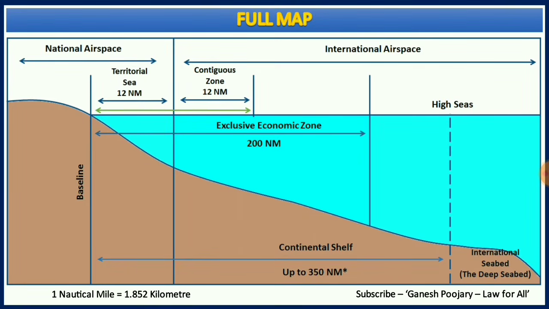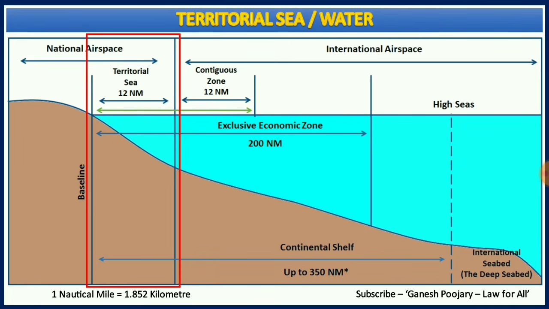Now, the first part is the baseline, that is the land area of your particular state or country, and immediately after the baseline, from the baseline to the next 12 nautical miles is the territorial sea. It is also called territorial water, and it is 12 nautical miles from the baseline. Now, what is a nautical mile? One nautical mile is equal to 1.852 kilometers.